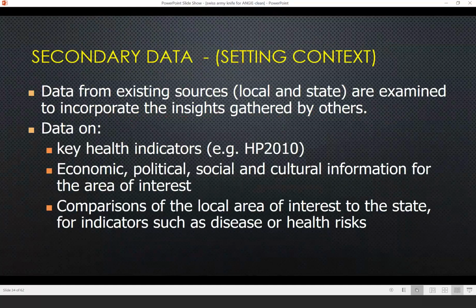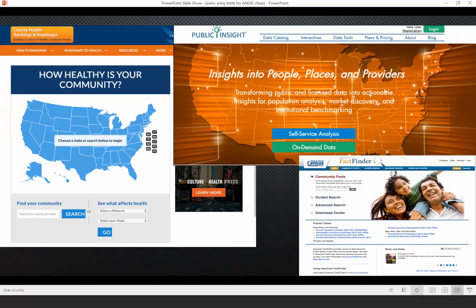Here's some examples of secondary data sources that you might be familiar with. On the left-hand side is the County Health Rankings website. Go in there, enter your county name, push a button, and you've got a report essentially generated that tells you about the health status on a variety of well-validated, well-established measures. It also gives you the relative rank of your county within your state based on those different kinds of measures.